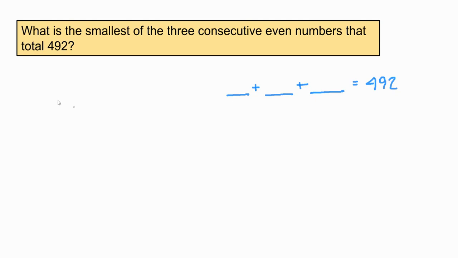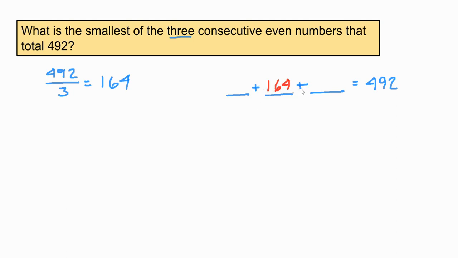I think the best way to solve this kind of problem is to first find the average. When there's three numbers, the average number will be the middle number. So 492 divided by three numbers will give us the average, which is 164. Now we can fill in our middle number, 164.